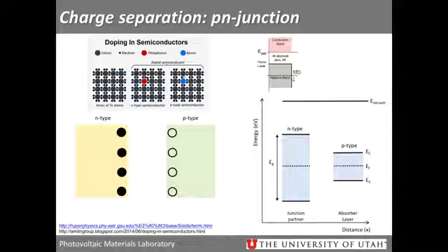So as we dope these, let's say silicon, both P and N, what will happen is we will put holes into the valence band or electrons into the conduction band, and that will push the Fermi level towards either the conduction or valence band.